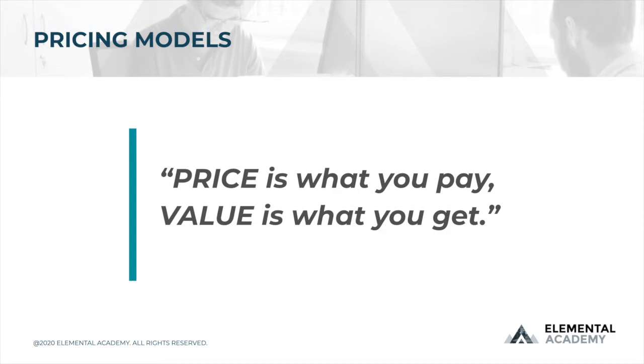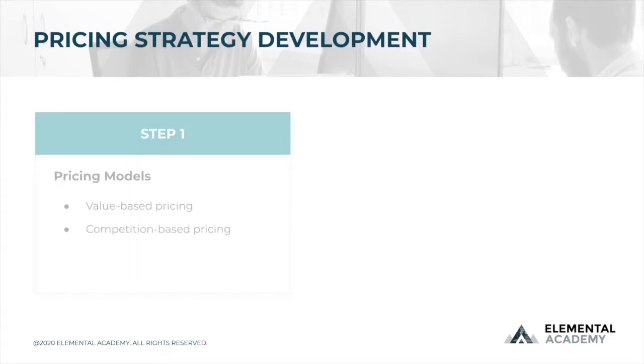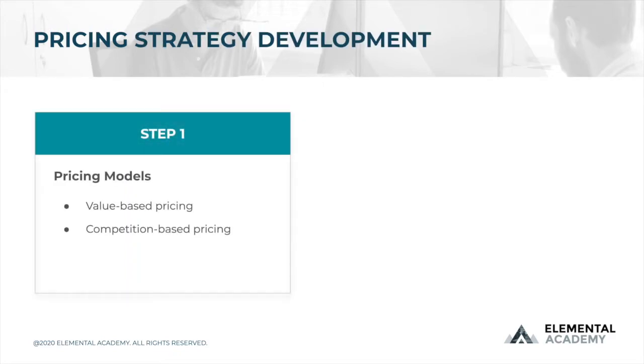But then, how do you actually determine your price point? You can follow a simple 2-step process. In a first step, have a look at the 2 most common pricing models for digital products, which are value-based pricing and competition-based pricing. These 2 pricing models combined will allow you to set a realistic price range based on your competitors' prices and your customers' willingness to pay for the value you create for them.